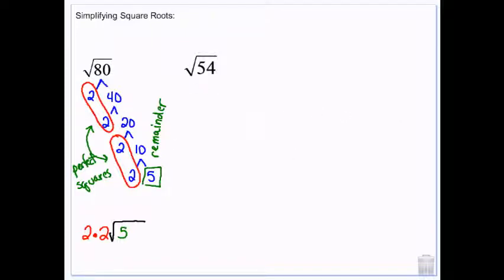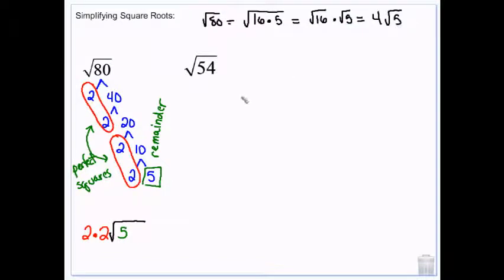Basically, 80 is equal to, if I multiply all these together, 16 times 5. And the square root of 16 is 4. This is just an easier way to do that, because if you didn't know that 80 was 16 times 5, I have 2 pairs. I bring out 1, 2 for each of the pairs. I multiply those back together, and the remainder stays underneath.